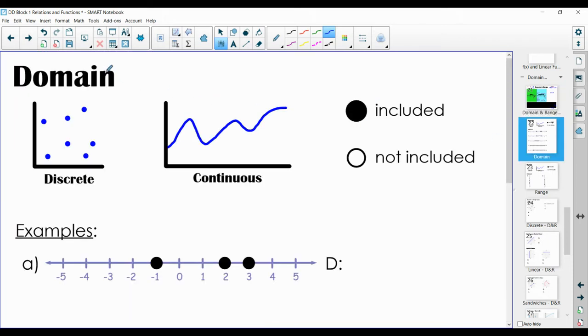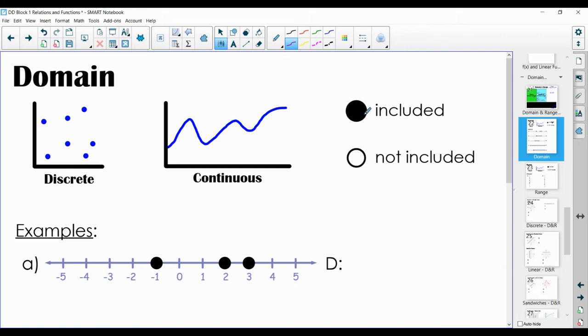All right, so the first thing we're going to do is take a look at domain, and then we're going to go into range, and then we'll put the two together. So when we're looking at domain and range, it's important that you remember the difference between discrete and continuous. Discrete data would look like a scatter plot. There's no connections between the points, so they're just individual dots on a graph. Continuous would be one long graph that we could complete without lifting our pencil.